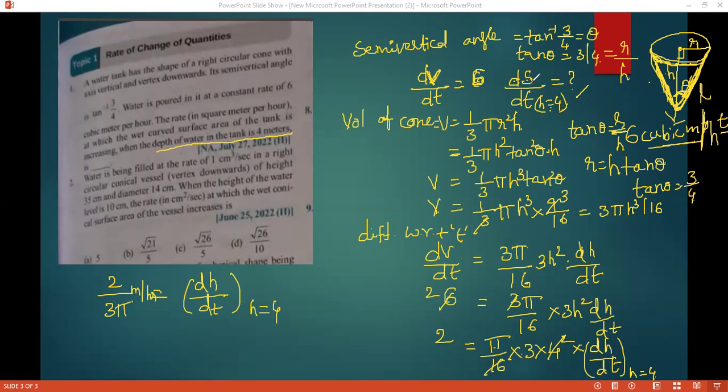So what do we want actually? ds by dt at h is equal to 4. Yes. Okay. Come on, you copy this. Are you solving? Yes. Very good. Let us observe now.